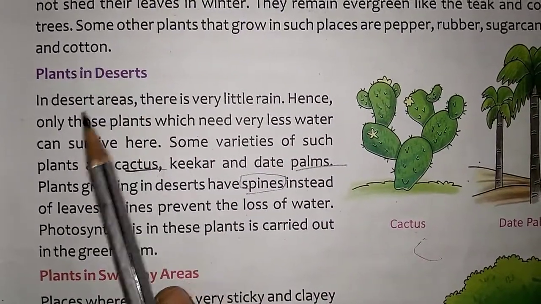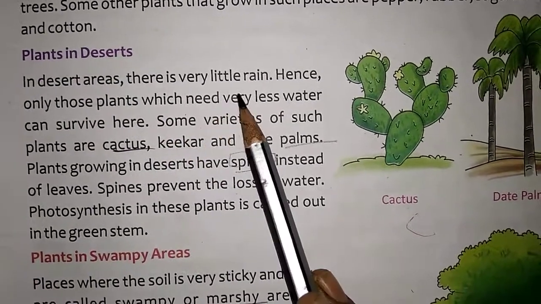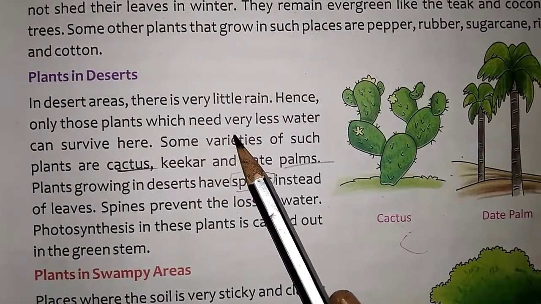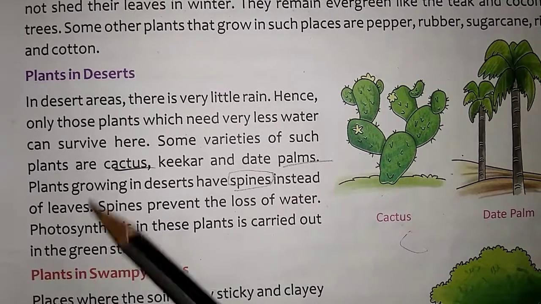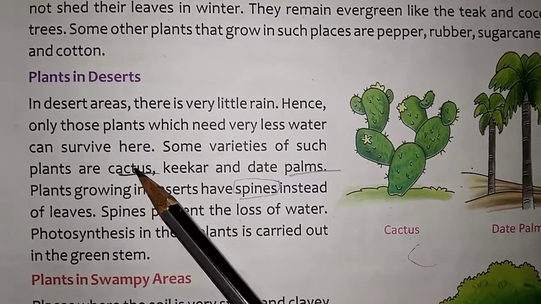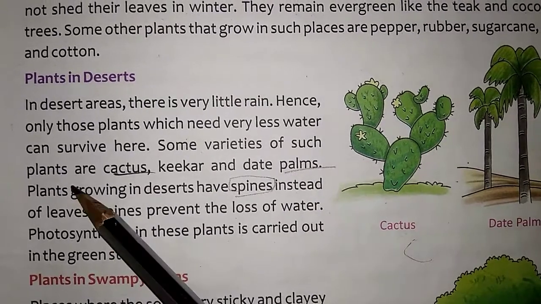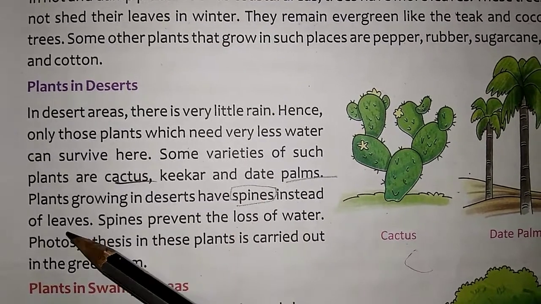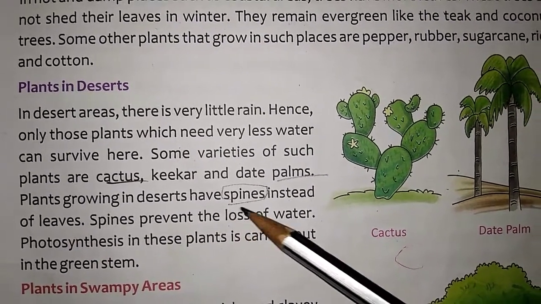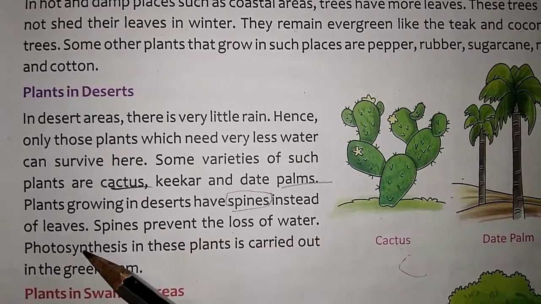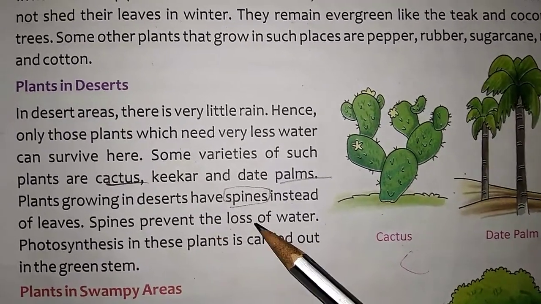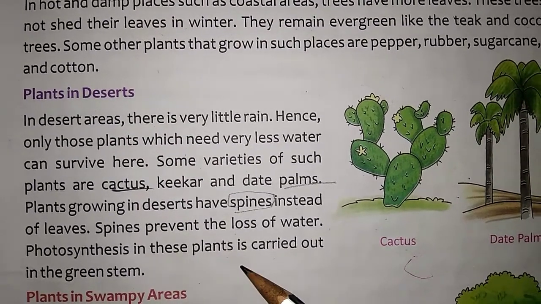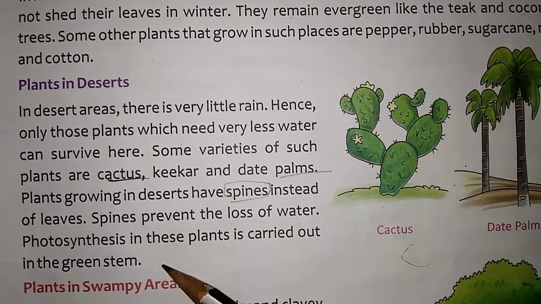Plants in a desert. In a desert area, there is very little rain. Hence, only those plants which need very little water can survive here. Some varieties of such plants are cactus, kikar, and date plants. Plants growing in a desert have spines instead of leaves. Spines prevent the loss of water. Photosynthesis in these plants is carried out in the green stem.